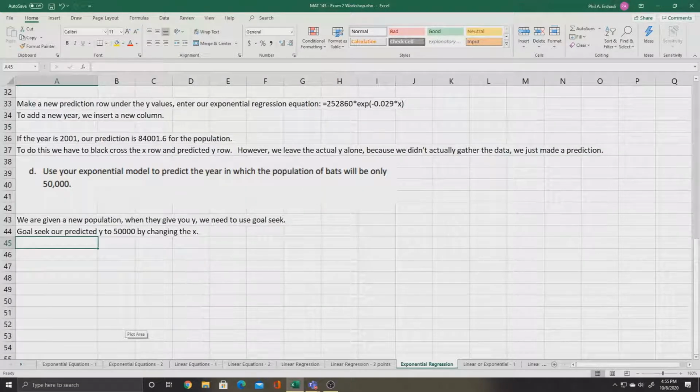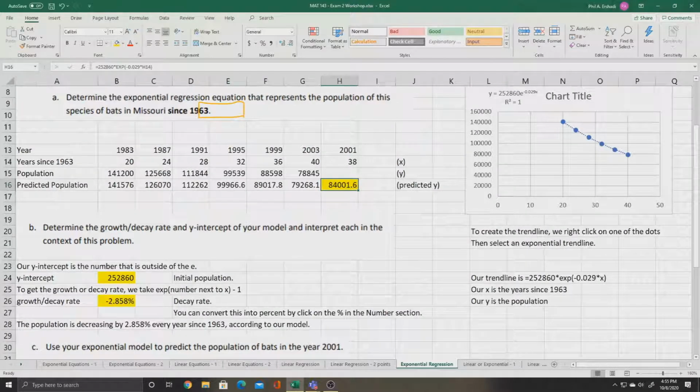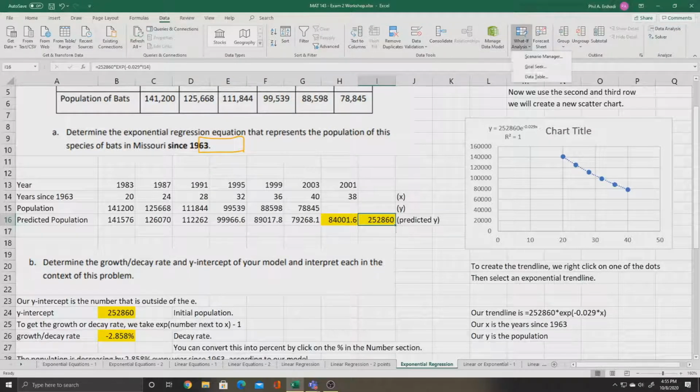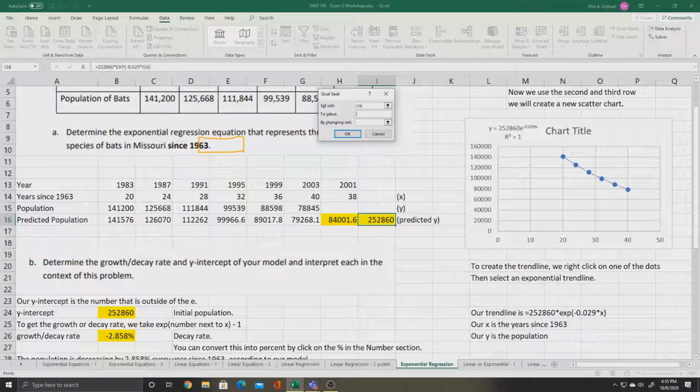All right, so what we're going to have to do is black cross the predicted population over one more time, and we're going to goal seek this new prediction to 50,000. So we click here, go to Data, What If, Goal Seek. The to value is going to be 50,000. By changing cell, now be careful here again, we don't want to actually try to goal seek the year, we want to goal seek the x. So we're going to make sure we click above the prediction in the X row. Make sure you don't miss this one.